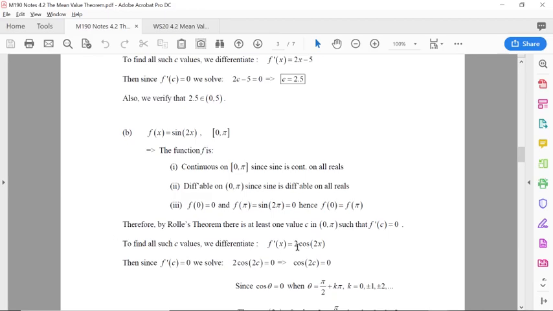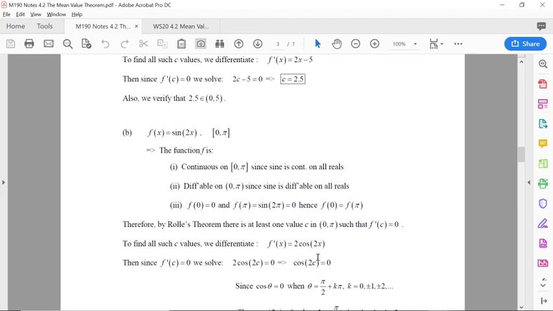So we can find out by finding the actual derivative of the function. f prime is going to be 2 times the cosine of 2x, right? It's an application of the chain rule there and the differentiability of the sine function. Now if we plug c into our derivative, we'll get f prime of c, and then we can set that equal to 0 for Rolle's theorem. So we get 2 times the cosine of 2c equals 0. Divide by 2, that's the cosine of 2c is equal to 0.